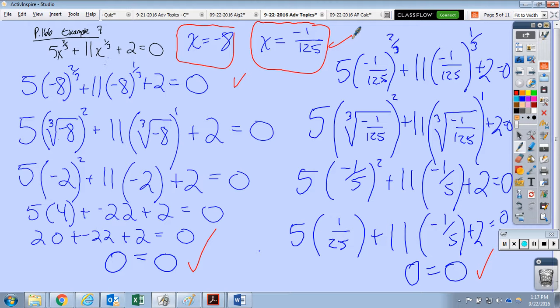Again, it may not be necessary to check when the denominator is odd, but I'm doing it just to be safe, because I don't want you guys to have to memorize all these little rules. But when you have fractions, just check it if you have time. Because not only are you checking to see if it's extraneous, but checking to see if you made a mistake.